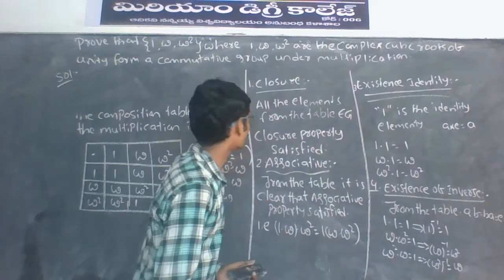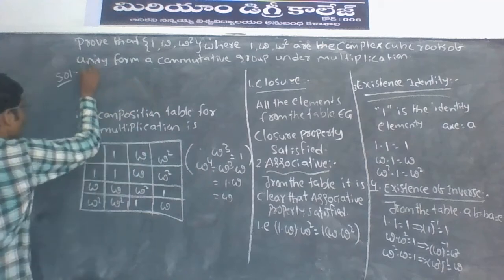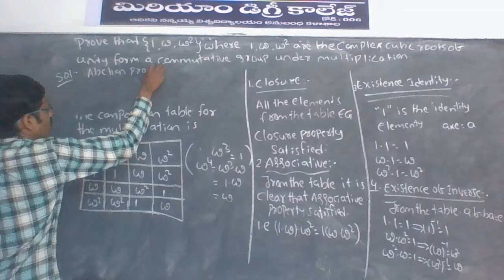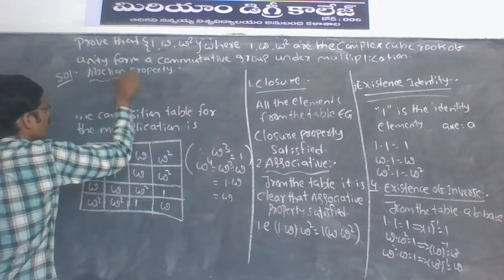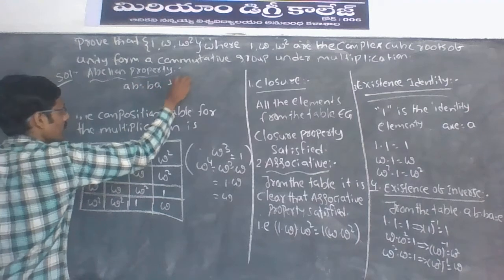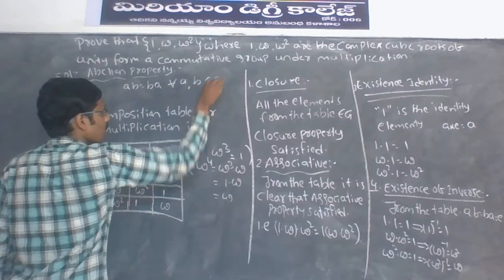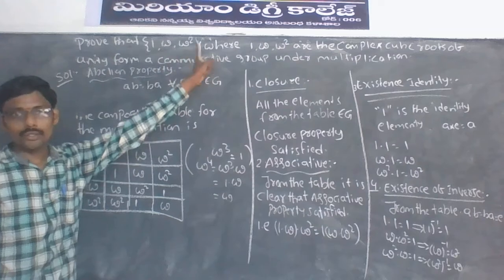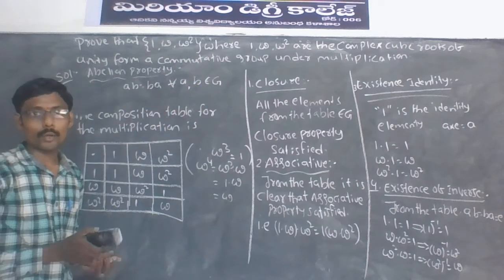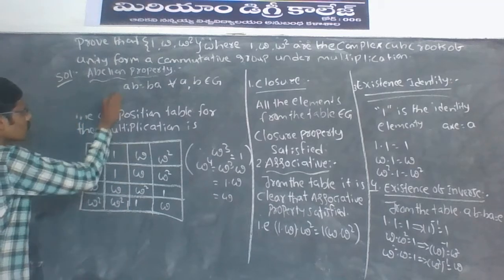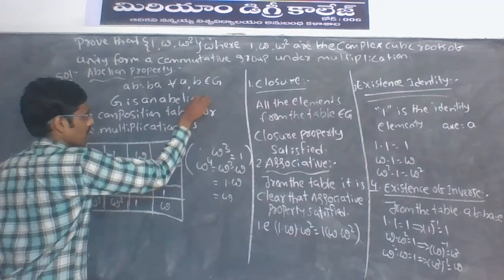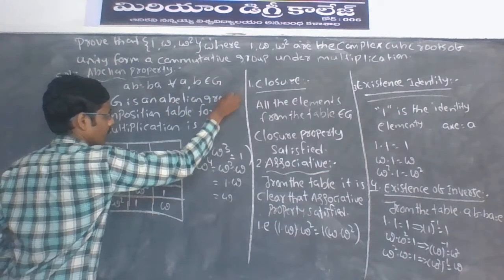Next, last one, abelian property. From the table, it is clear that abelian property is satisfied. AB is equal to BA for all A, B belonging to Z. So abelian property is satisfied. Therefore, Z is an abelian group.